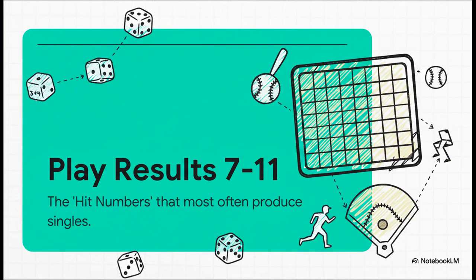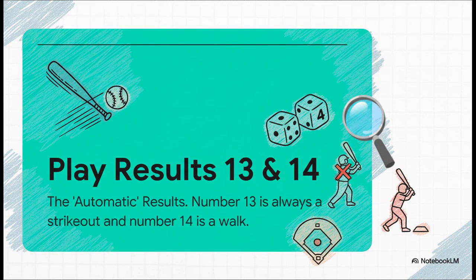Okay, next up, we've got the numbers 7 through 11. Think of these as the workhorses of the card. These are the hit numbers. For almost every player, this is where most of their singles are going to come from. The more of these a guy has, the better his batting average is probably going to be. And then you've got the definites, the absolutes. A red 13, it's a strikeout. Every time. No ifs, ands, or buts. A red 14 is a walk. These two numbers are so important, they're a direct reflection of a player's eye at the plate.